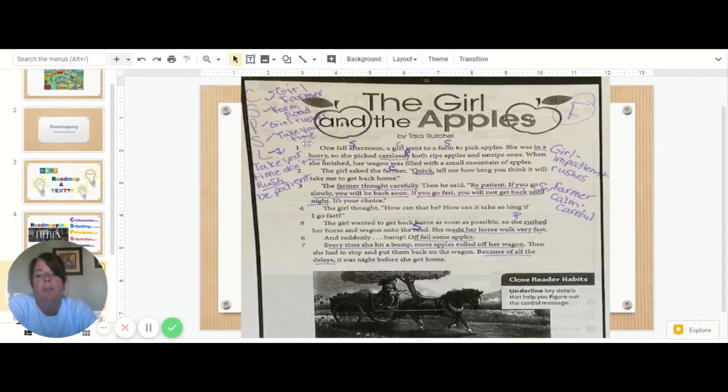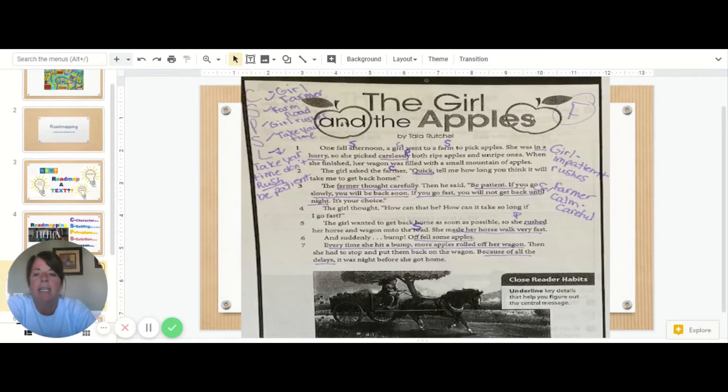Now I wrote over here some character traits. So the girl is impatient and she rushes, and the farmer was calm and careful. So just by doing this, I can answer any question on this just from road mapping. I'd be able to answer any question about this text pretty quickly because I have it all planned out for me. It would help me find the evidence that I need to answer any question.